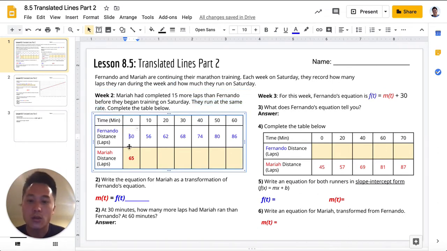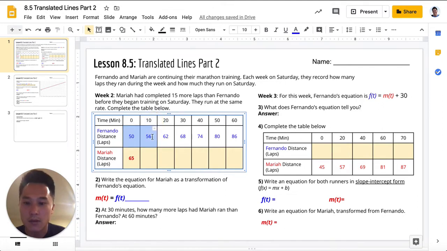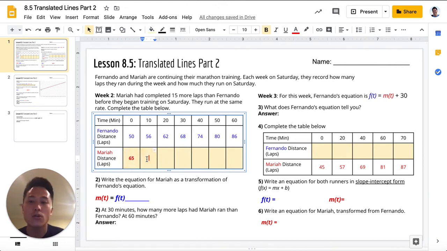And so then there's two ways that I can fill out the rest of the table. From looking at Fernando's data, I know that every 10 minutes, Fernando runs 6 laps. So if Mariah's running at the same rate, then every 10 minutes, she also runs 6 more laps. So I just have to do 65 plus 6 more laps to get to 71. And then another 10 minutes goes by, so 71 plus 6 more laps, 77. And I can continue to fill out the rest of the table that way.